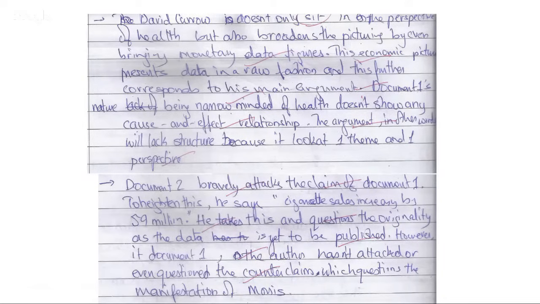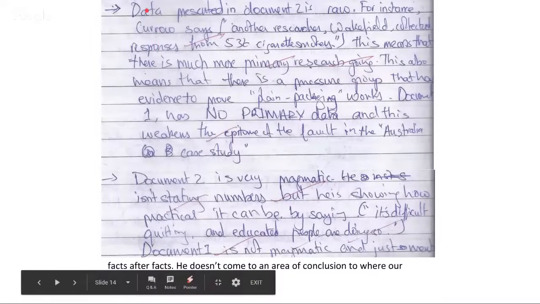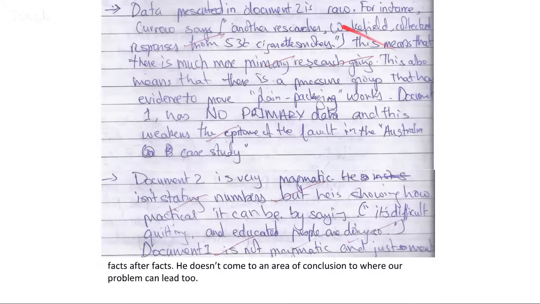So continuing, the data presented in document 2 is raw. For instance, Kuro says, evidence there, 536 smokers. This means that there is much more primary research going on. This also means that there is a pressure group that has evidence to prove plain packaging works. Document 1 has no primary data, and this weakens the fault in the Australia case study.